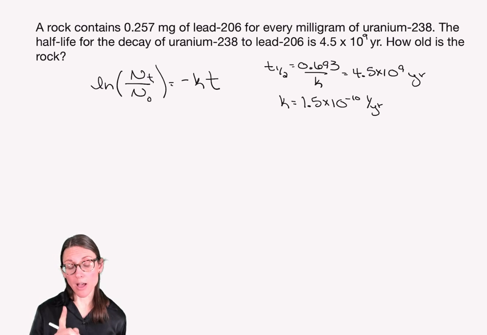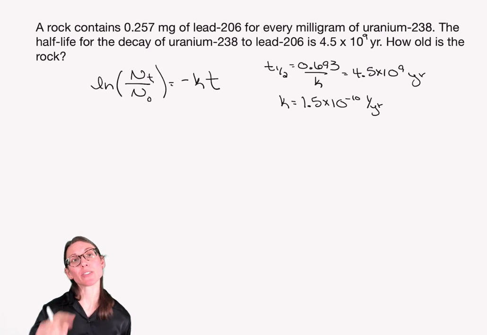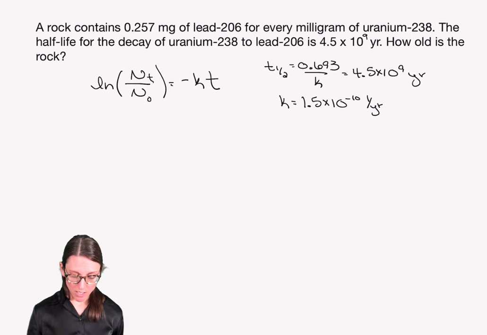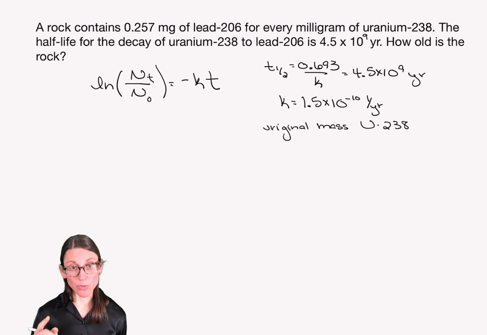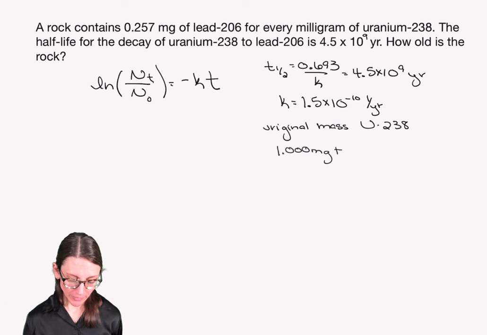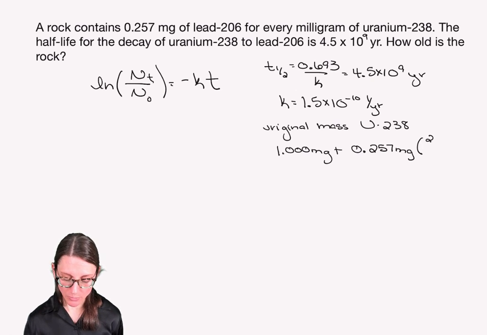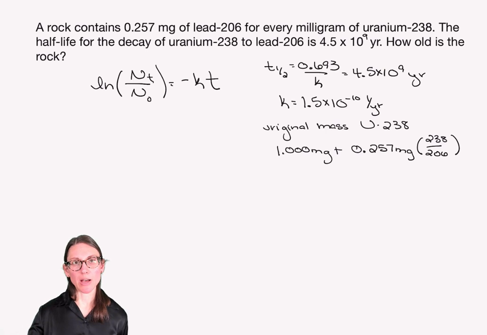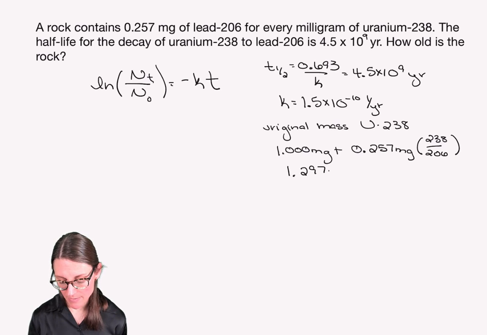So we know the mass at time t. It's 1 milligram of uranium-238 remaining in the rock. We just need to know how much there was to start with when this rock formed. Well, the original mass of the uranium-238 will be the milligram that remains plus the amount that has decayed away. Now that 0.257 milligrams for the lead-206 weighs less than the original uranium did. So we're going to take those mass numbers into consideration and multiply the mass that's decayed away by that ratio to figure out how much we started with. And this turns out to be 1.297 milligrams.